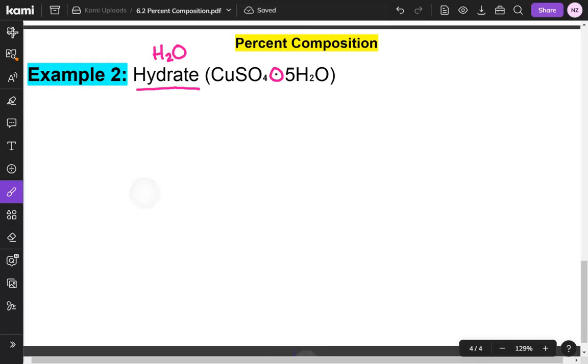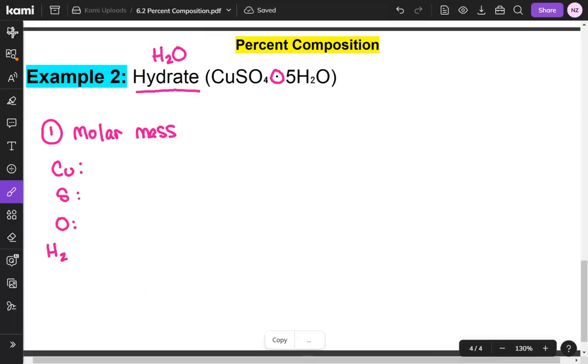So again, step one is going to be finding our molar mass. Okay, so we have copper, we have sulfur, we have oxygen, and we have water. Now, you could break this down even further into hydrogens and oxygens, but I'm going to leave my hydrates separate. Okay, and you'll see why.